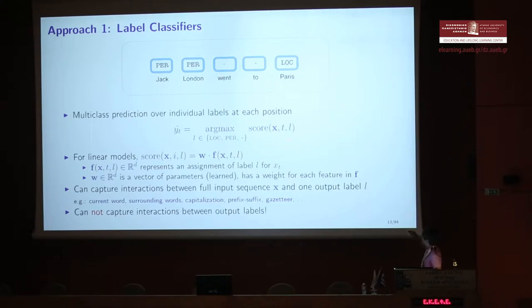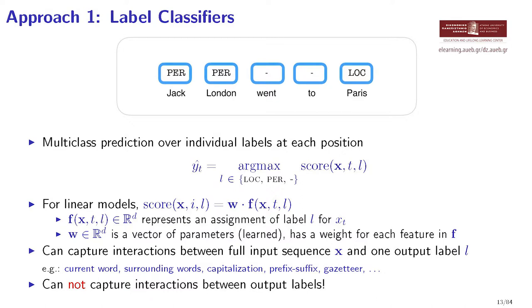So there's the scoring function, which represents both the input and the candidate output. It represents a position in a sentence. x is the full sentence, t is the position, say London, and l is one candidate label. So we go to location and evaluate the score of assigning location to this position. Then we go to person and ask what's the score of assigning person to this position. Then we do it for the no label, and we pick the label that maximizes the score. This is just multi-class.